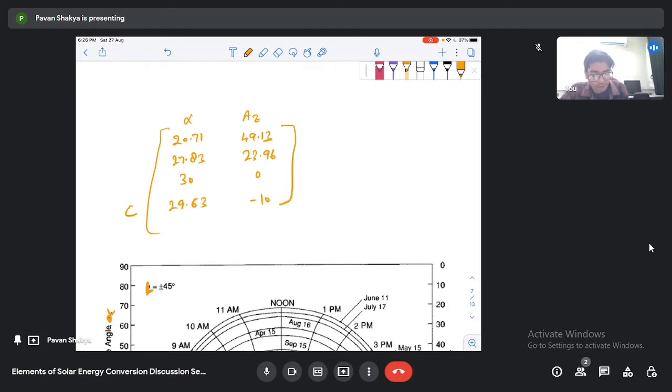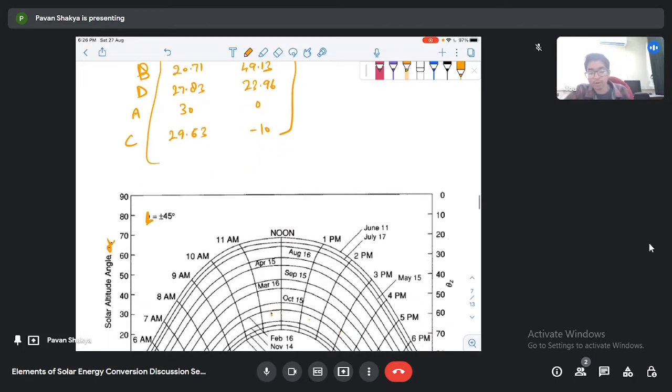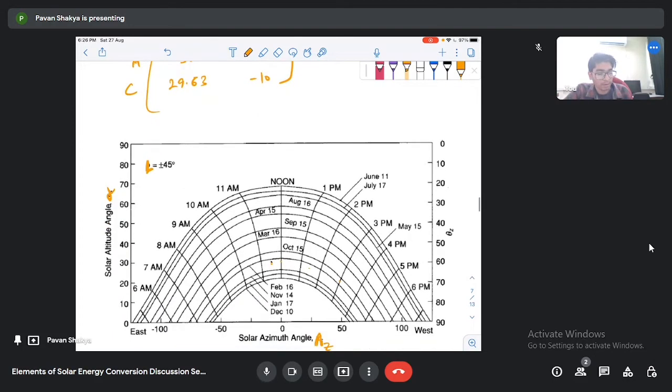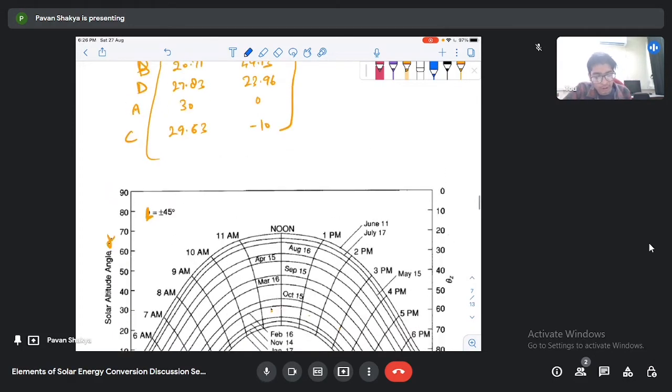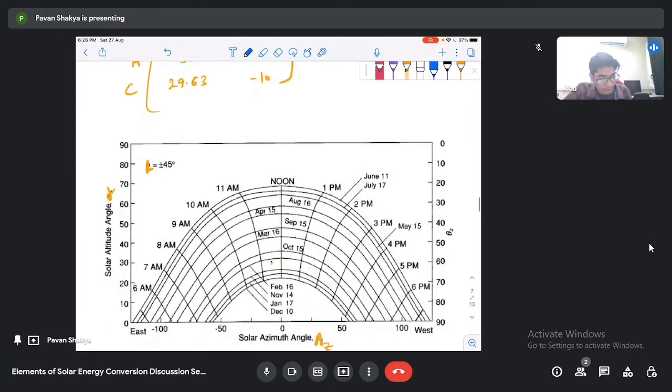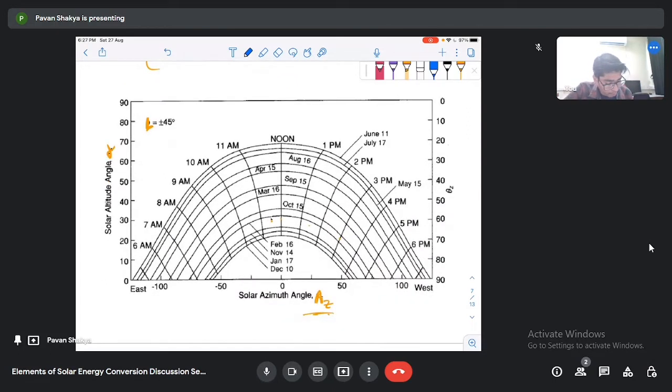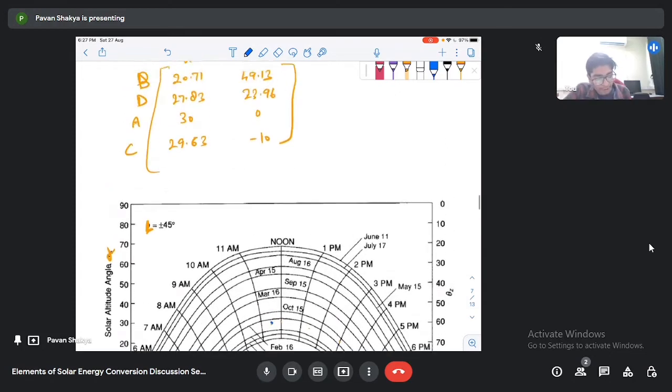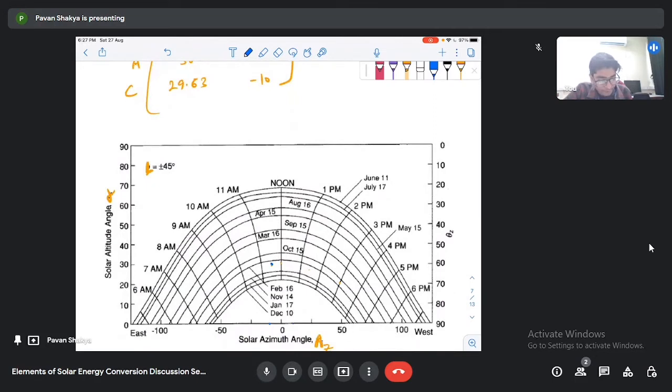Okay, so this is our C point, this is our A point, this one is B point, and this one is D point. Now what do we have to do? We have to plot all these 4 points on the sun path diagram. Let's suppose C point is 29.63 degree alpha and minus 10 degree azimuth angle. So you go to minus 10 degree on this axis, minus 10 to the left, and then go to alpha equal to 29.63. You will find this point lies somewhere here. So this point is our C point.